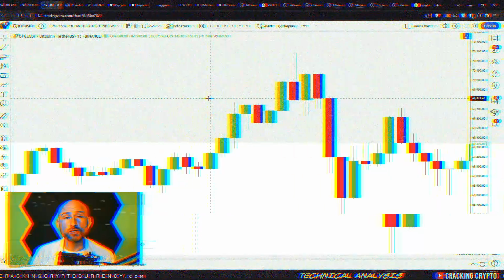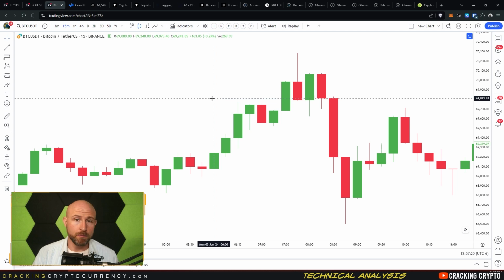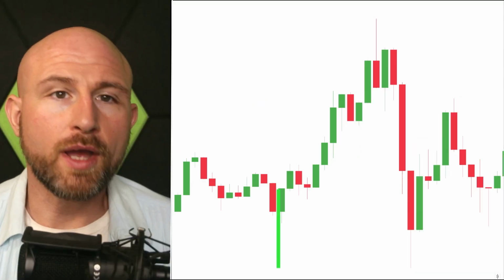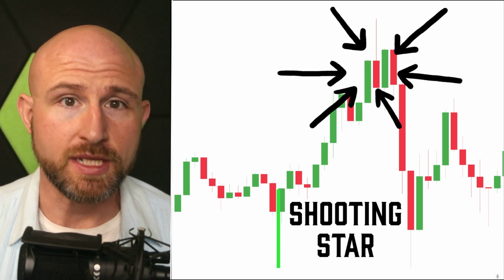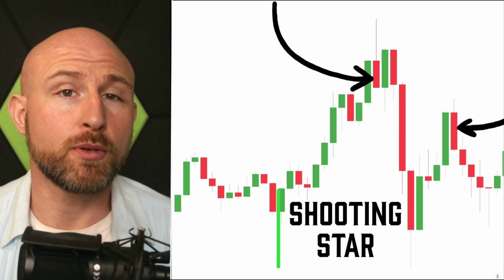As its name implies, these are patterns that indicate that price will go down or fall. The shooting star is the most common bearish pattern that you will see. It is the brother to the hammer candle and is sometimes simply known as an inverted hammer candle. This is a candle with a smaller body and a long upper wick.